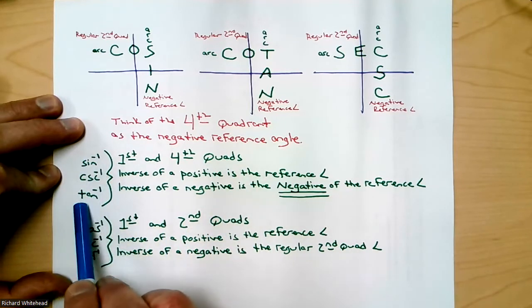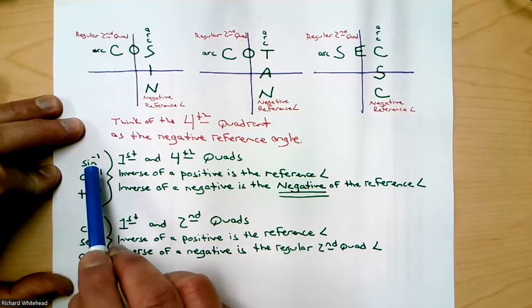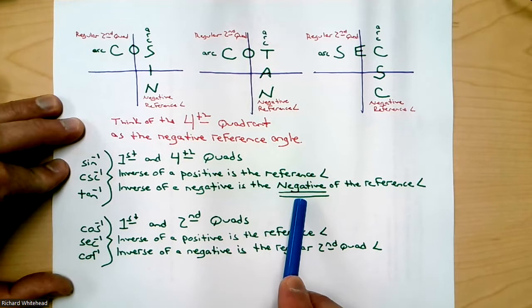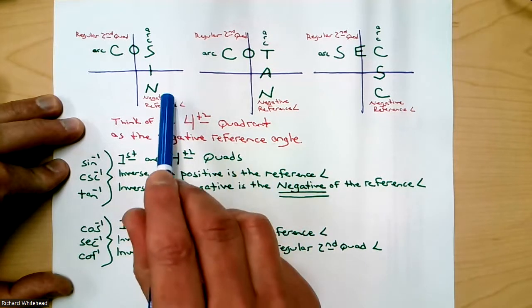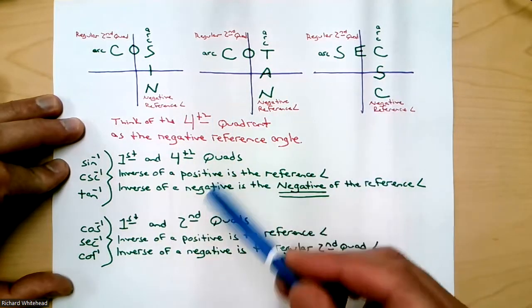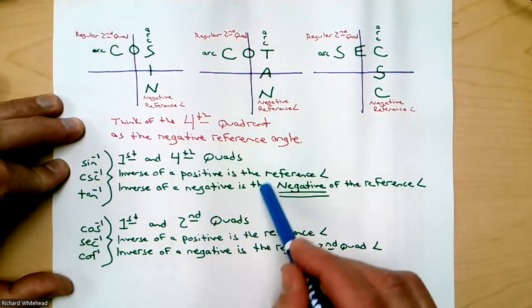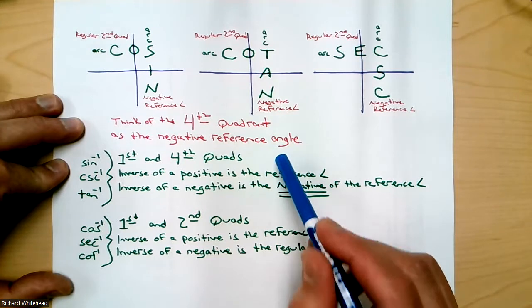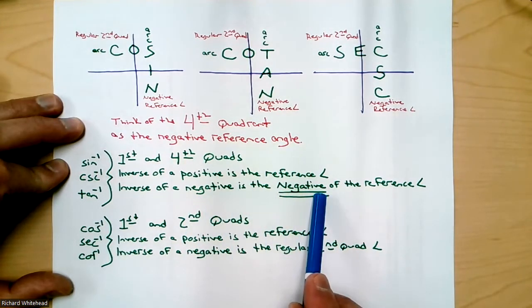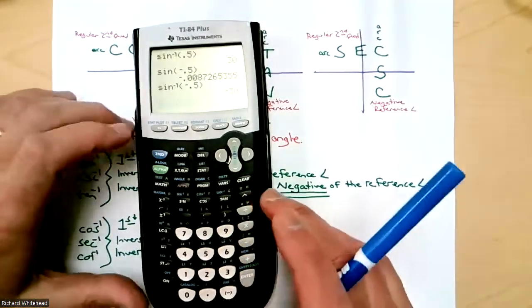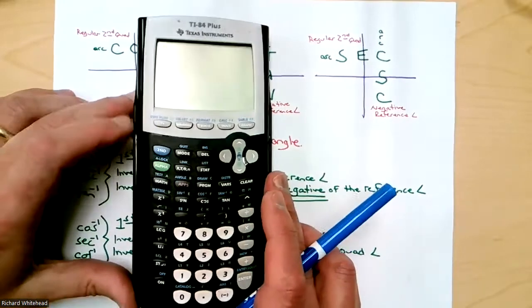For sine inverse, cosecant inverse, tangent inverse, when you do the inverse of a negative, then you just do the negative reference angle because you're in the fourth quadrant, except it's not like you're going around normally to 11 pi over 6. You do the negative of the reference angle. And we showed that. And if we need to show it again, we can show it again.